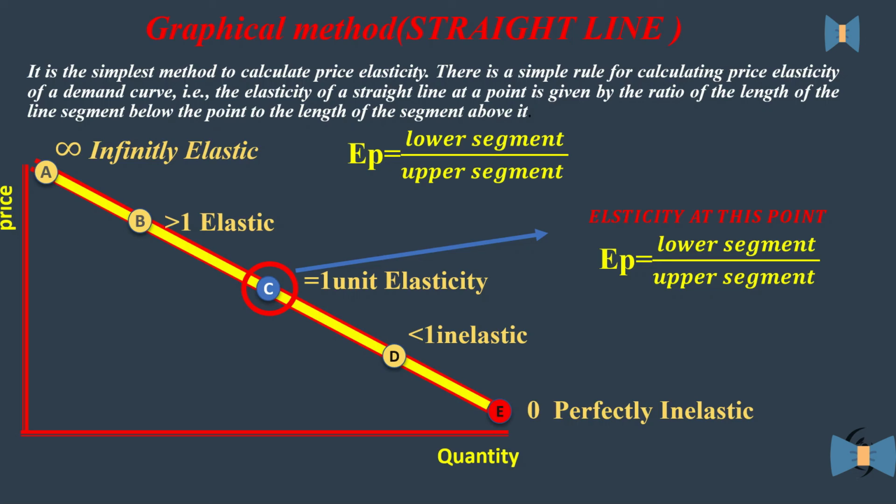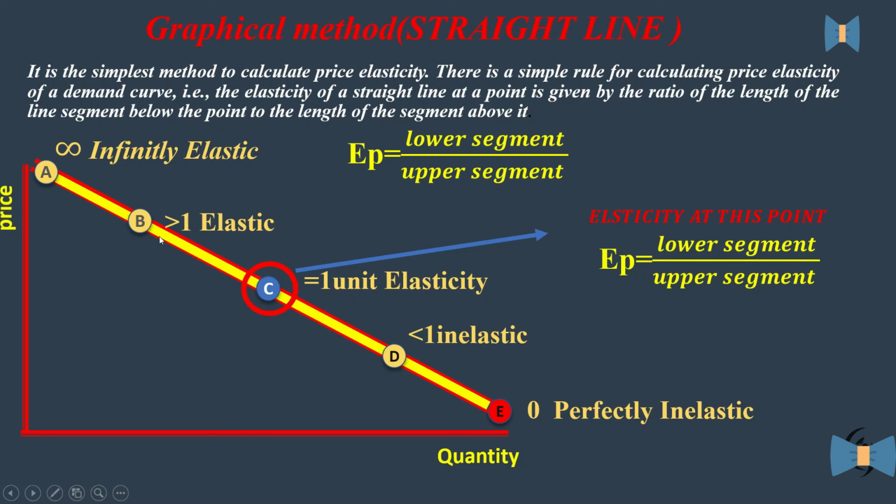There is a simple rule for calculating price elasticity of demand. That is, the elasticity of a straight line at a point is given by the ratio of the length of the line segment below the point to the length of the segment above it. For example, here is a demand curve. In a demand curve, the elasticity varies at various points. At the top, at the intersection of the y-axis, the elasticity will be infinity.